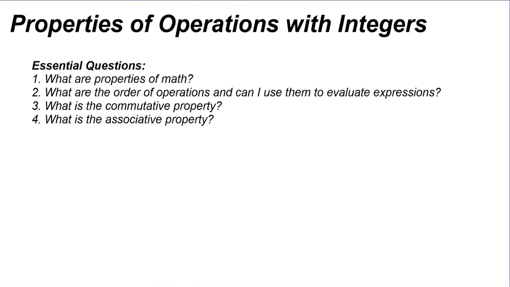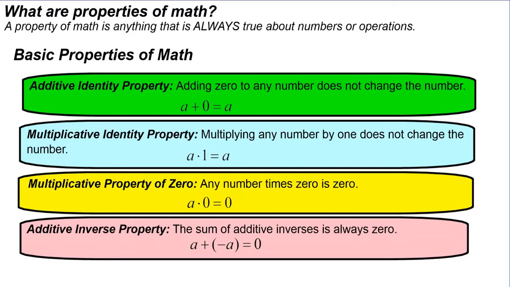So now that we've learned about all four operations with our integers, we want to start talking about properties of these operations and what we can and cannot do with these operations. So what are properties of math? A property of math is anything that is always true about numbers or operations. And here I've got some basic properties of math listed. Now, these aren't all the properties of math, but these are the basic ones that we should be familiar with or should know at any time.